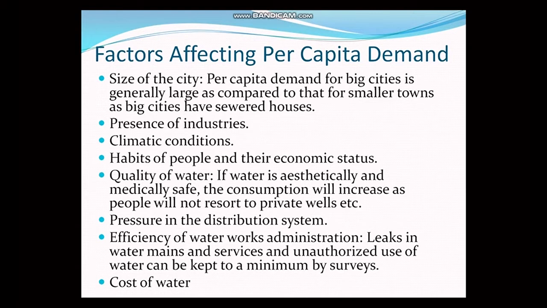The next important factor is pressure in the distribution system. If the pressure is high in the water distribution system, that means supply of water is great, which automatically turns out to be the reason for high water demand. Another important factor is efficiency of water works administration. Leaks in water mains and services and unauthorized use of water can be kept to a minimum by regular checks and surveys.